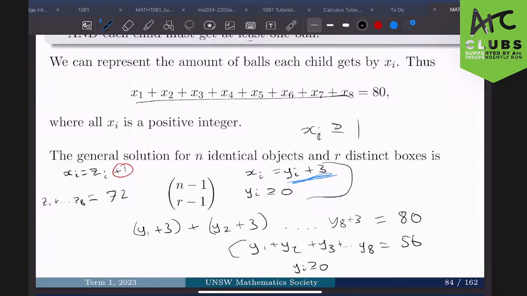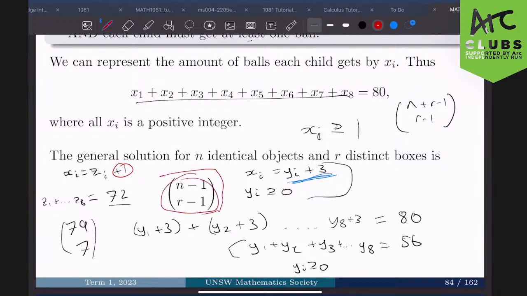And then once you're at this step, then you reapply the same formula. I'll just rewrite it here. Plus 1 minus 1. And then you'll reapply the same formula and you find that you get 79 choose 7, which is exactly the same as what you would get here. So basically this formula here is just a simplification of this step.